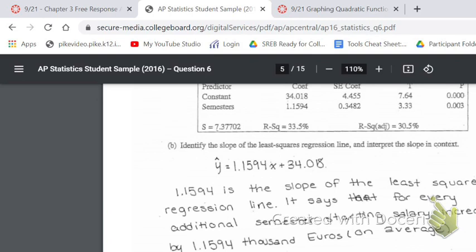1.1594 is the slope of the least squares regression line. It says that for every additional semester, starting salary increases by 1.1594 thousand euros on average. What do you guys think? They saved themselves right there with those parentheses. If they did not have that "on average" in parentheses, they would have gotten knocked down for not using non-deterministic language. They snuck it in there right at the end, essentially correct on this one.